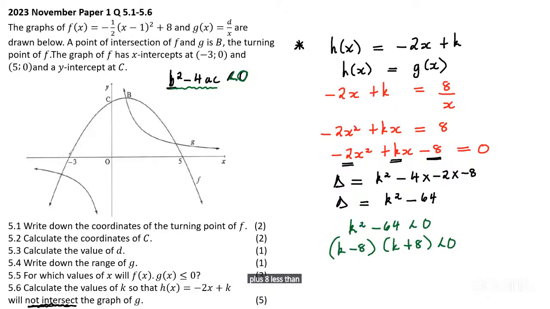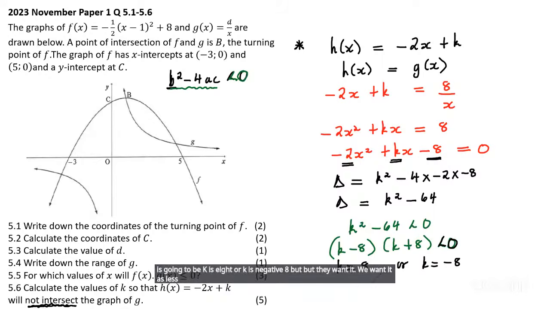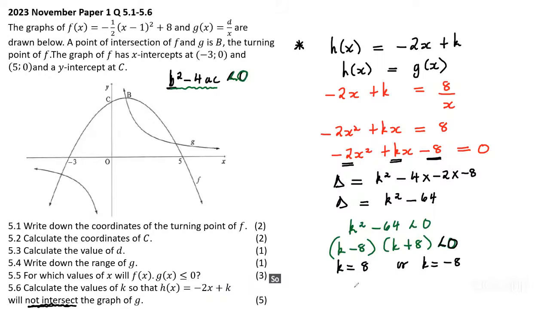This is now inequalities, and eventually your typical critical values are going to be k is 8 or k is negative 8. But we want it as less than 0. So graphically speaking, your answer is negative 8 is less than k is less than 8.